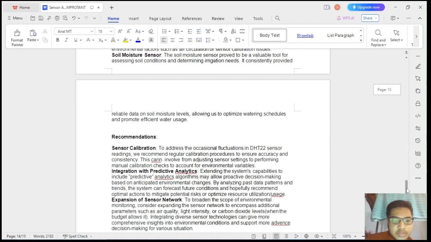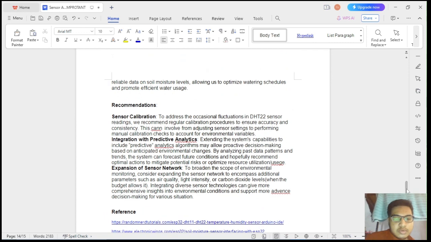Now my recommendations for improvement. First, sensor calibration to combat the fluctuation in the heat sensor. So we recommend a regular calibration procedure to ensure accuracy and consistency. This can involve adjusting the settings to permit manual calibration.